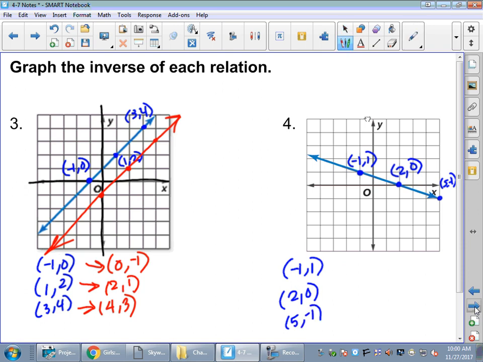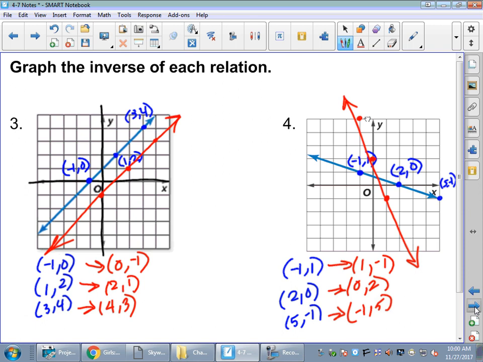When I switch them, -1, 1 becomes 1, -1. So that's 1 to the right, down 1. 2, 0 becomes 0, 2. So that's up 2 on the y-axis. And 5, -1 becomes -1, 5, up here. So those all line up nicely. If they don't line up nicely, either you graphed the wrong point or maybe it wasn't a point on the line. Now, you can see in number 3 the two lines are parallel. That can happen. And in number 4, they intersect. It just depends on what the inverse looks like.